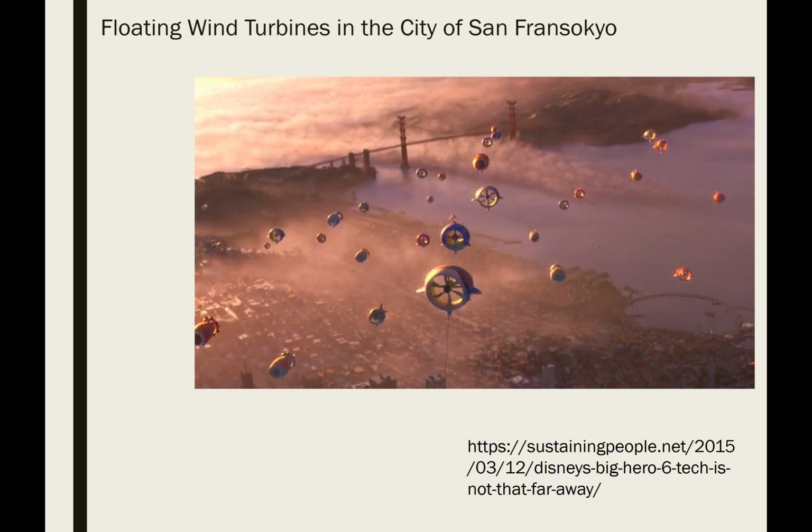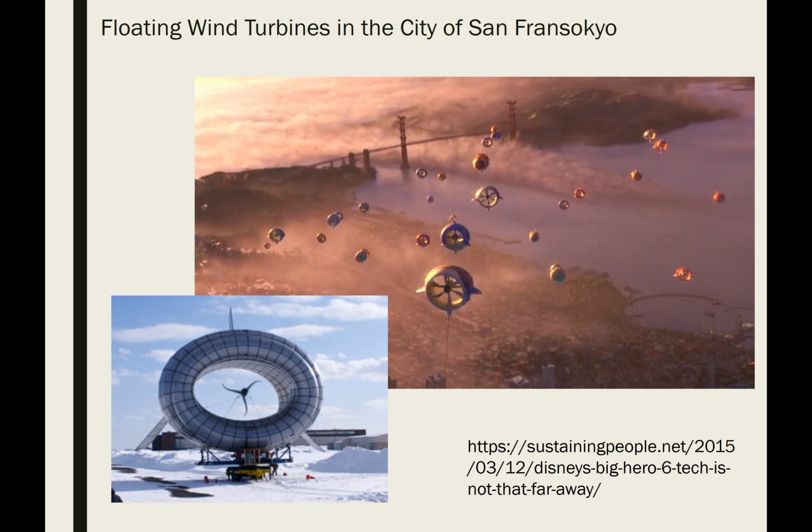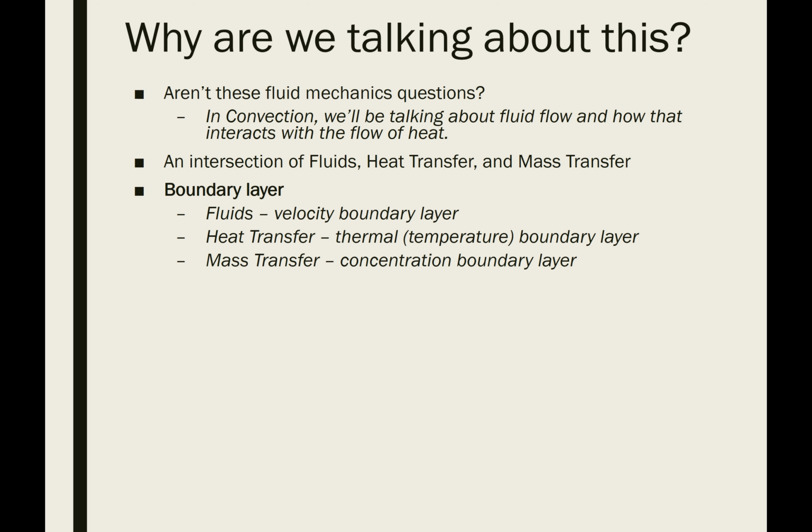So you can see this. These are real wind turbines that float in the air in the city of San Francisco. That's a little old. This is from the movie Big Hero 6, where they have these floating wind turbines to take advantage of that higher stuff. But it's not that far from reality. There are researchers doing this kind of thing and seeing if they can take advantage of the better source of energy further and further away from the Earth's surface.